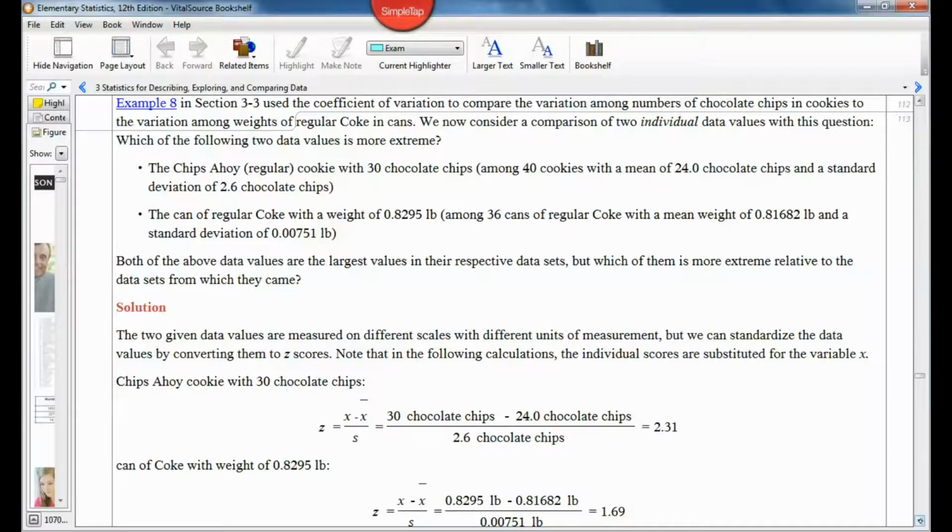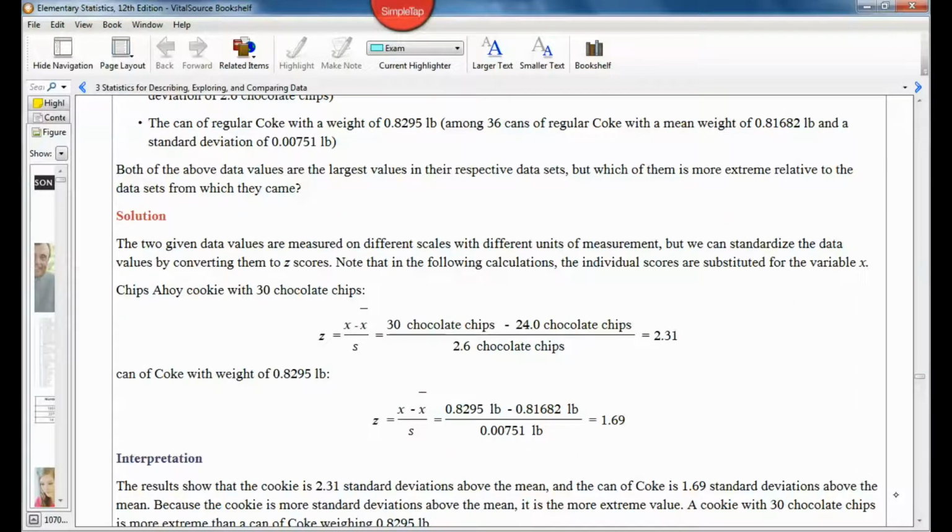They did the same thing with the can of Coke. They knew how much the can of Coke weighed. They subtracted the mean and divided by the standard deviation, and they got a z-score of 1.69. So the larger of the two will be the more extreme value.